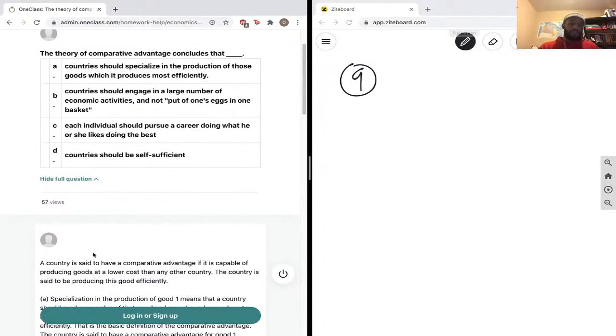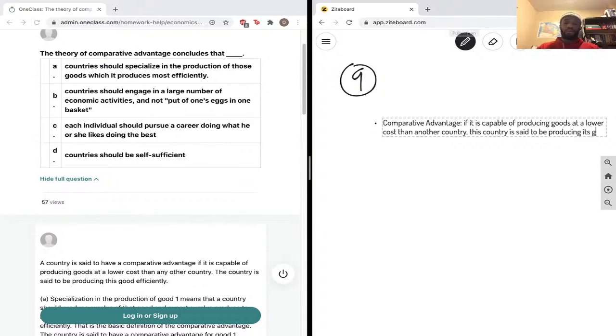So tell us the definition of comparative advantage right now. A country is said to have a comparative advantage if it is capable of producing goods at a lower cost than any other country. The only thing we're going to take out of that is if it's able to produce goods at a lower cost than another country, this country is said to be producing its goods more efficiently.